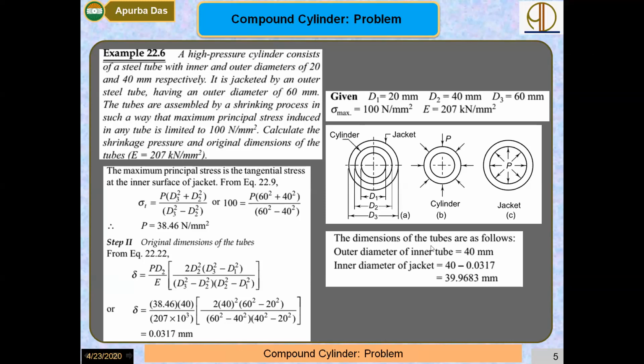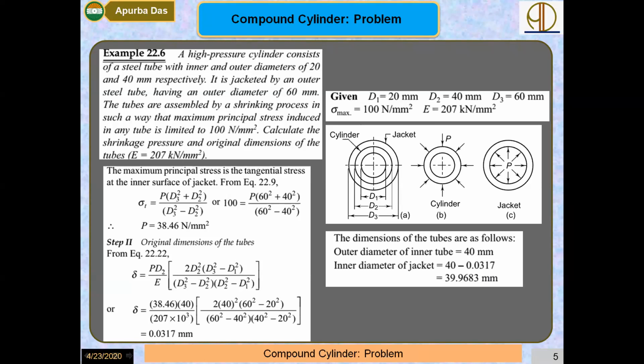So the dimension for this tube will be as follows. For the cylinder, it will be compressed. So this is the shrinkage pressure. So that's why the cylinder's original diameter will be D2 minus this shrinkage deformation. So this will be the inner diameter of the jacket. So you can see that the inner diameter of this jacket is 39.968, and the outer diameter of this cylinder is 40, so how can it be assembled?